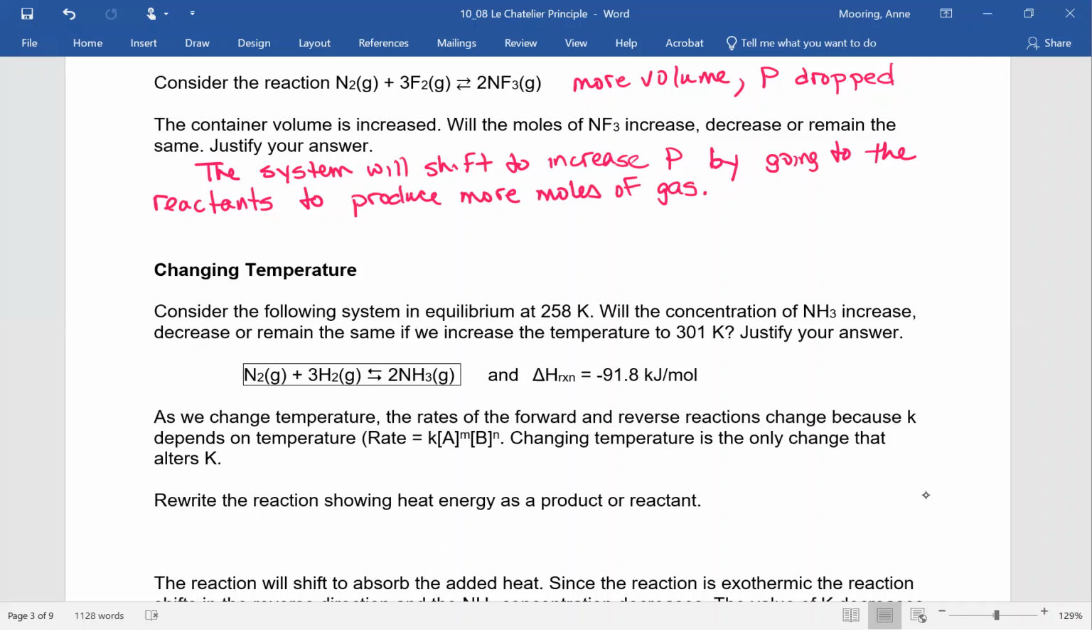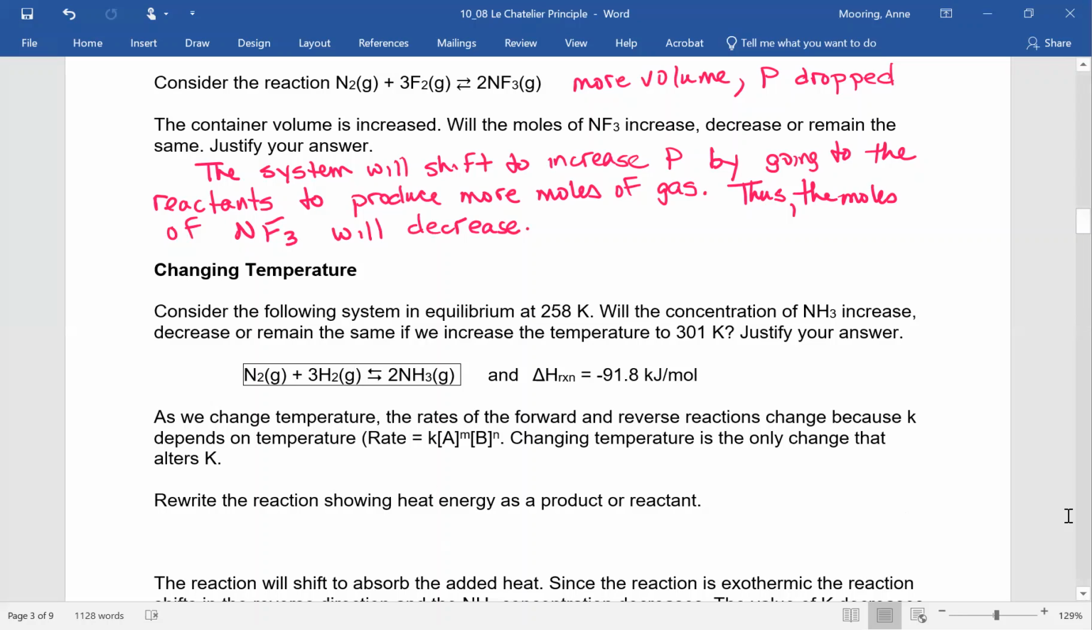So a consequence of changing the volume is that the pressure changes, and then you have to undo the pressure change. And we need to answer the question, thus the moles of NF3 will decrease, because we are going to shift to the side of the equation that has more moles of gas.